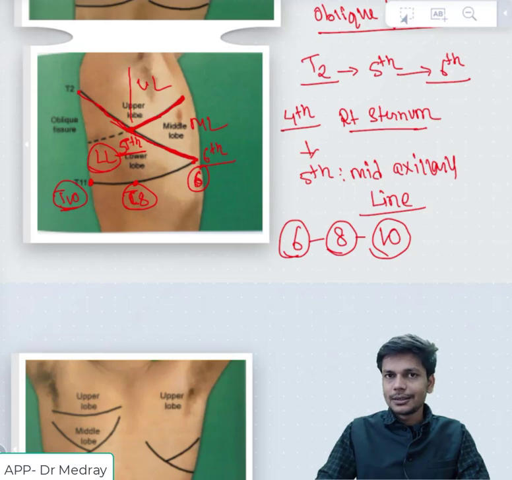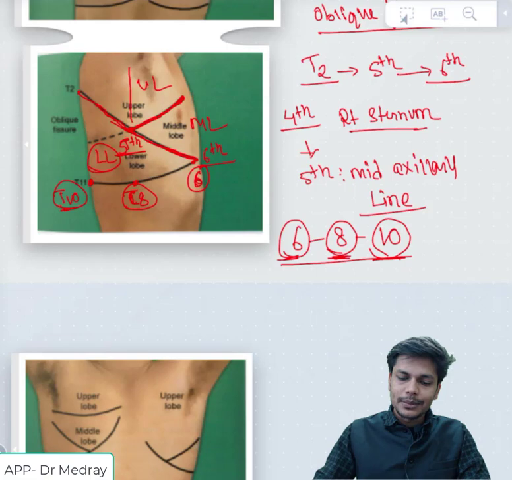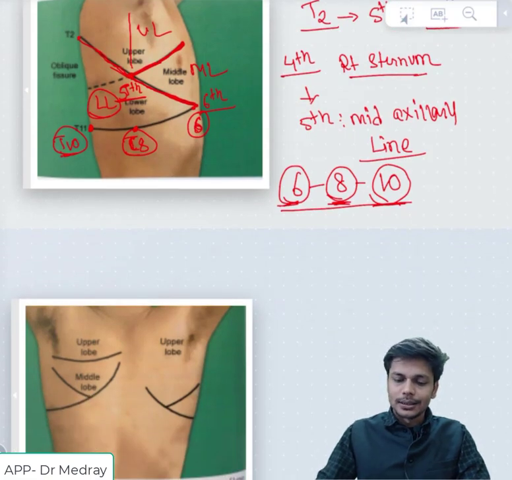So it is easy to identify the lower border of the lung, which anteriorly in the mid-clavicular line is the 6th rib, mid-axillary 8, and posteriorly around the scapula, it is the 10th rib. So we have demarcated the right side of the lung.